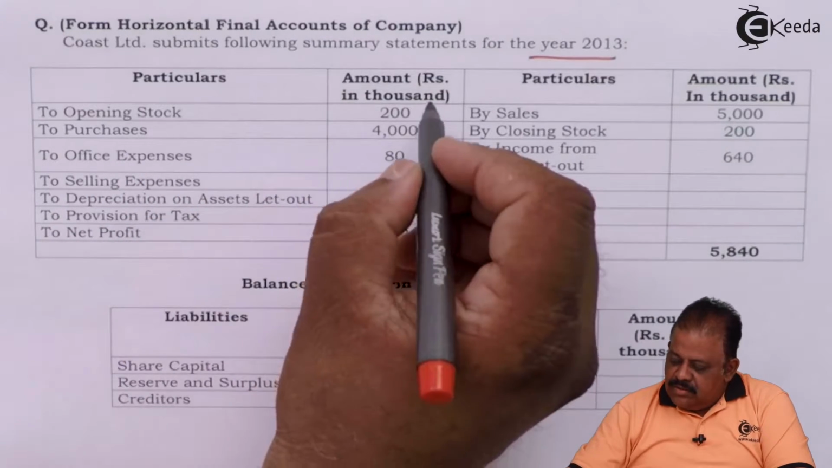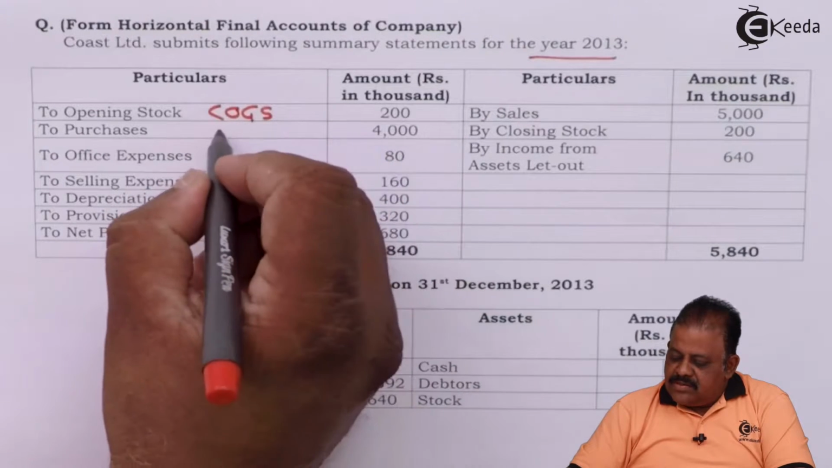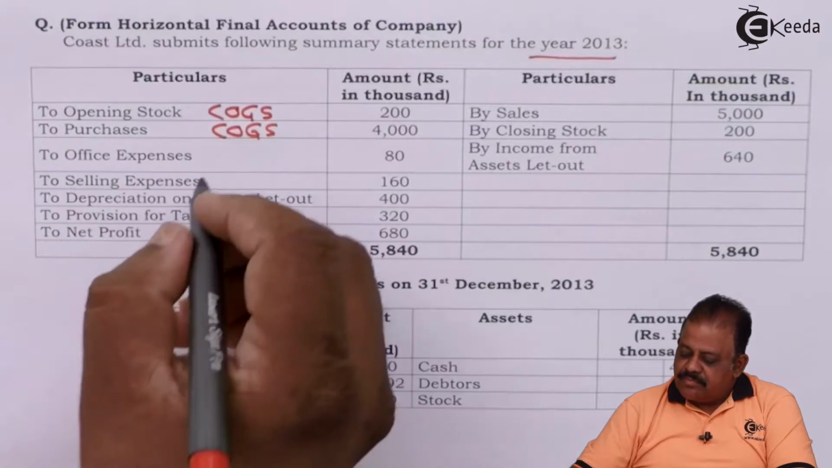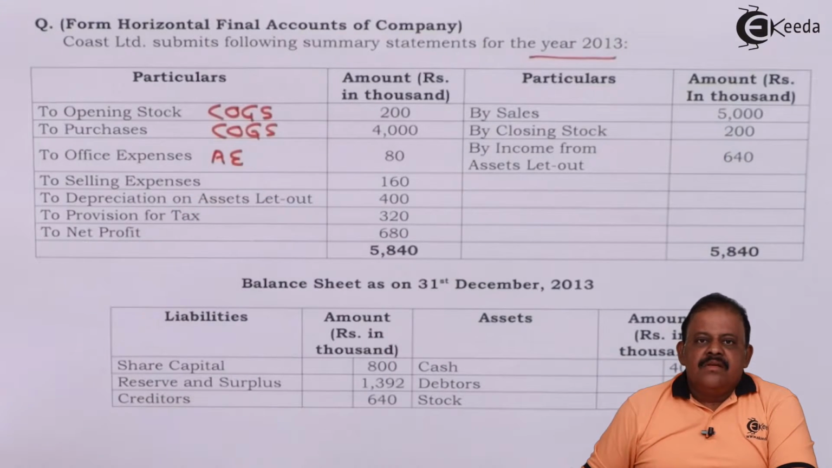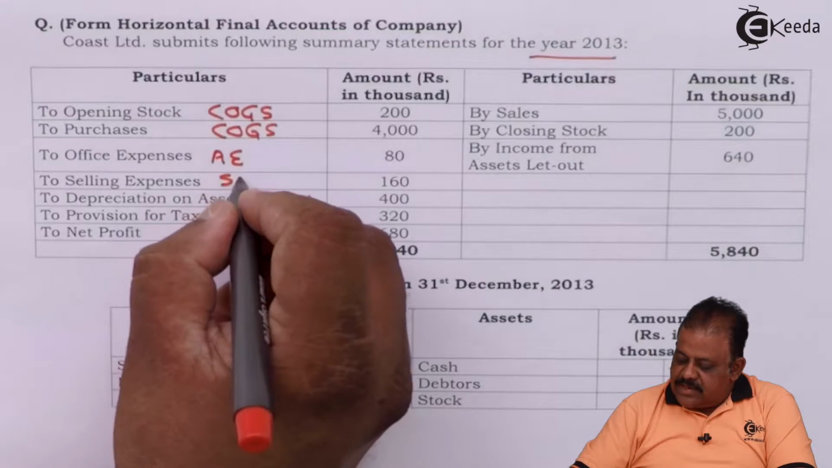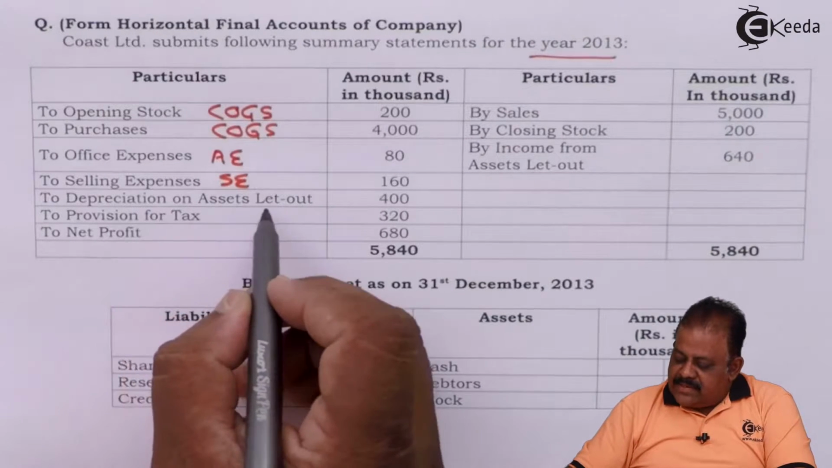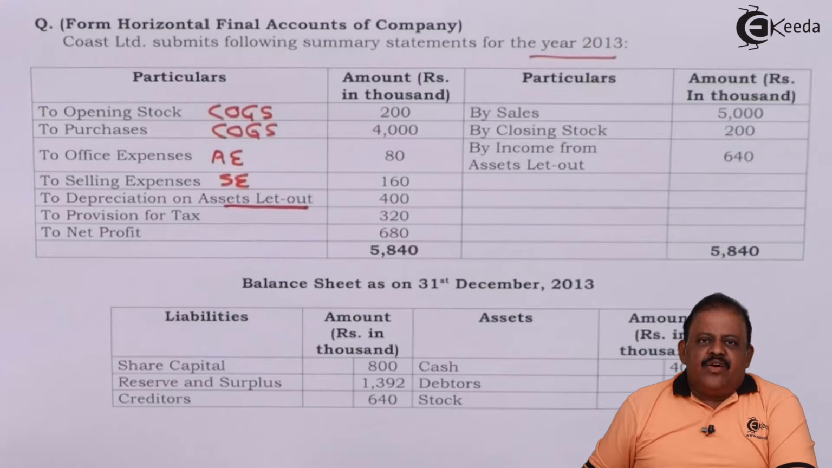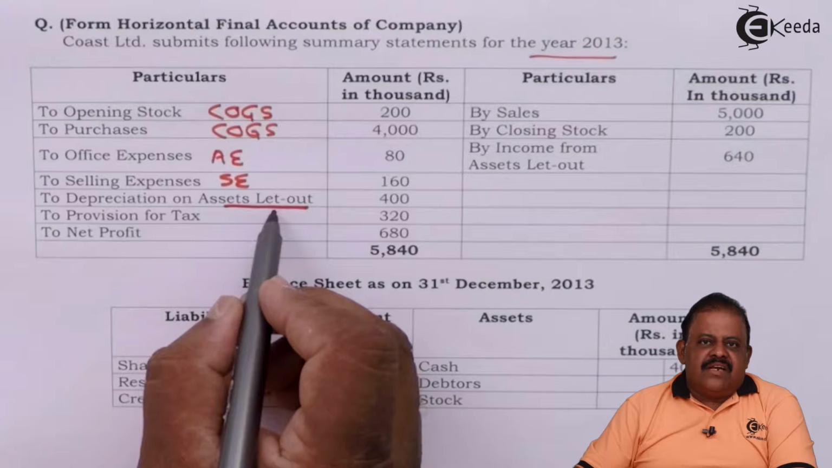Opening stock, cost of goods sold, purchases, office expenses, administration expenses, selling expenses, depreciation on assets let out. So this cannot be a part of cost of goods sold. This is an asset which we have given on a rent, that is let out.